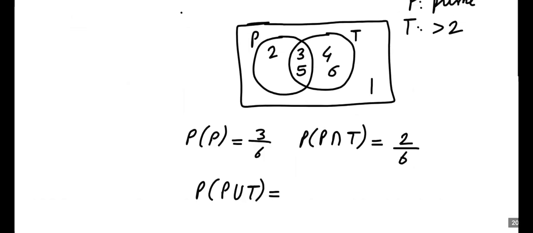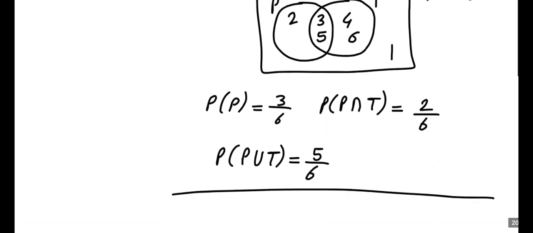What about, I want to know the probability of P union T. How many things are there in P union T? 5. The answer would be 5 over 6. Okay, 5 out of 6. Exactly.